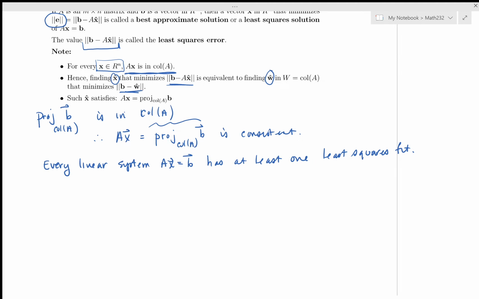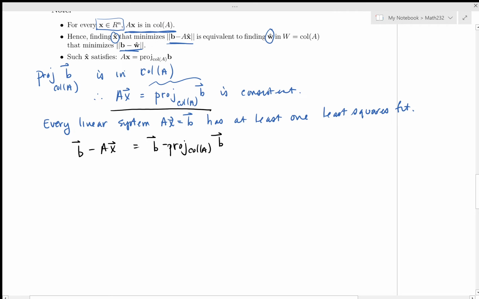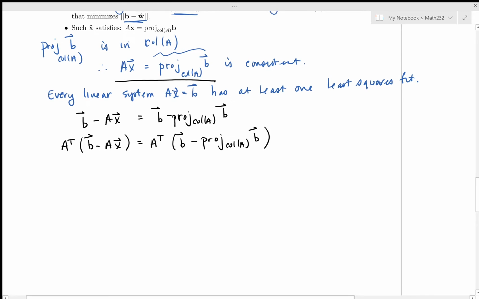All right, now what I'm going to do is take this guy right here, and take the vector B minus the left side of that equation, and then the vector B minus the right side, the projection onto the column space of A of B. Okay, now I'm going to multiply both sides by the transpose of A. Okay, that's multiplying both sides by A transpose.